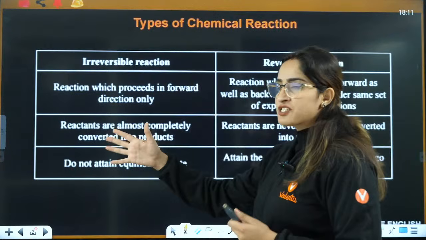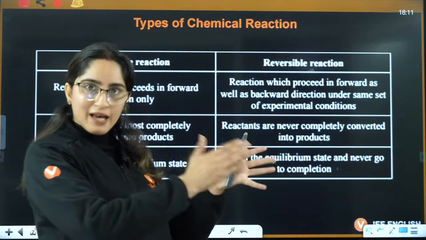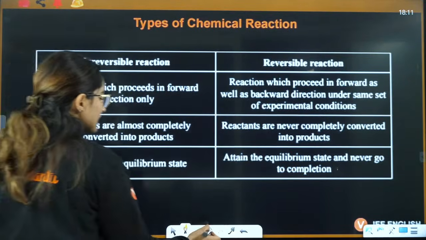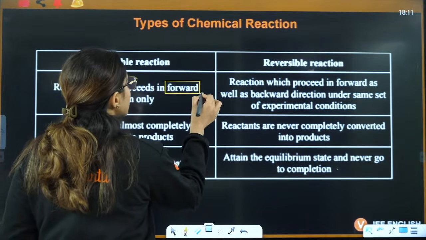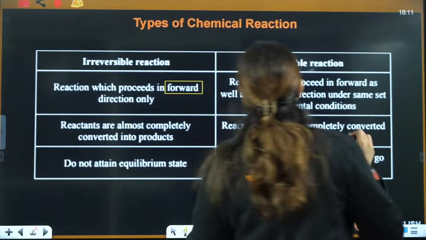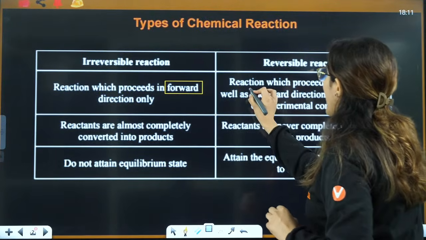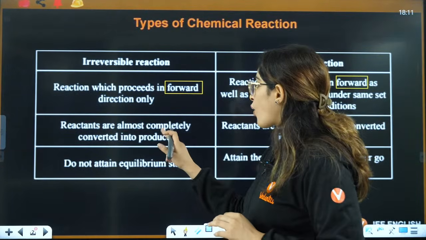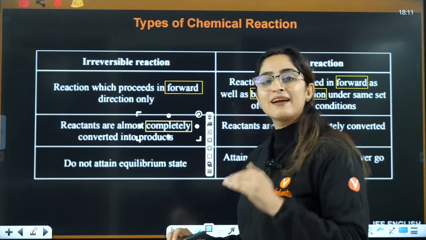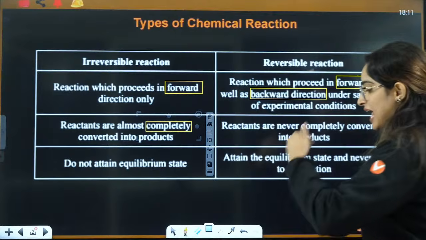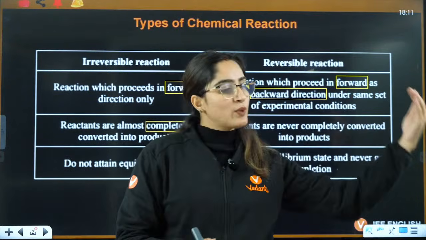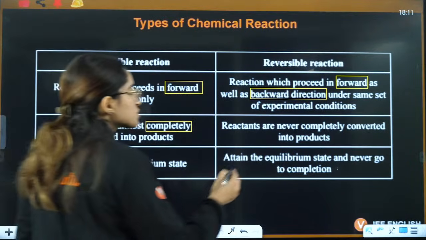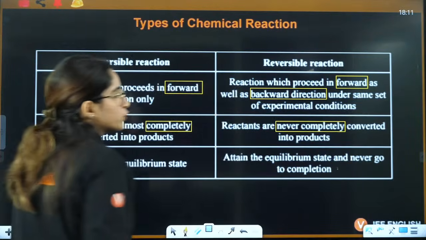So irreversible reactions are those which will only move in one direction, they are not moving backward, so they are only in the forward direction, right? These are irreversible. But reversible processes move in the forward as well as the backward direction. In irreversible reactions, reactants are almost completely consumed and converted to product. But in this case, as the reactant gets converted to product, it will again come back and get converted to reactant. So there is no completion in this reaction. So never completely converted into products, right?